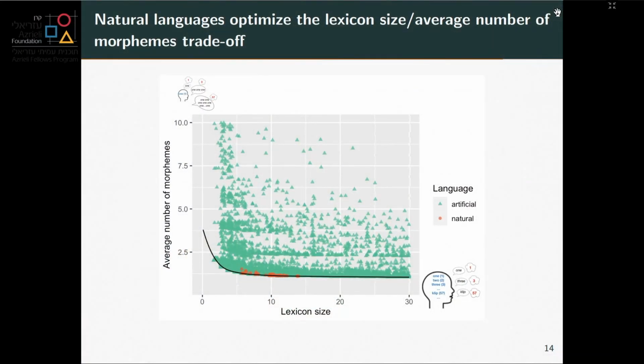Okay, so the next thing I did to evaluate empirically whether indeed natural languages are optimal solutions to this trade-off problem is that I studied 128 languages, and for each of these languages, I computed their lexicon size, again, for the semantic domain of numbers, and the average number of morphemes in their number expressions. And these natural languages are plotted as red circles here. And as you can see, they're all very close to this Pareto frontier.